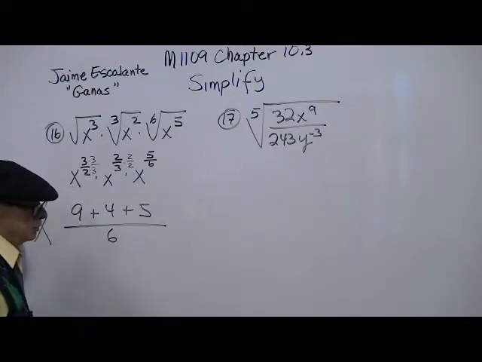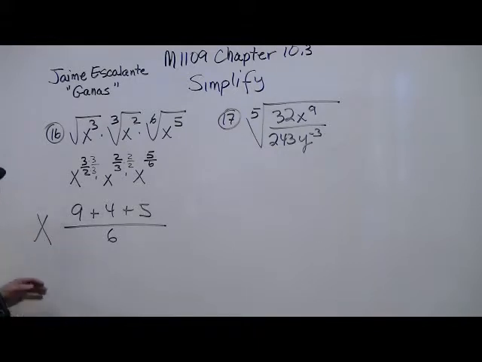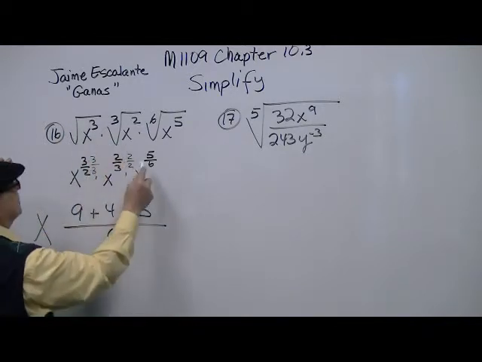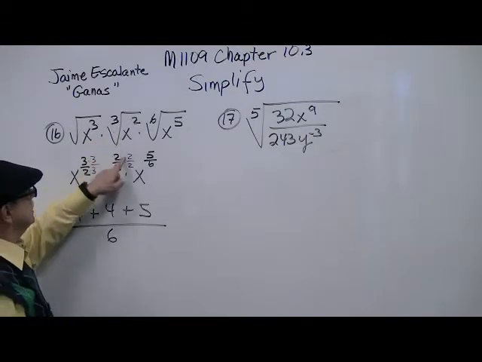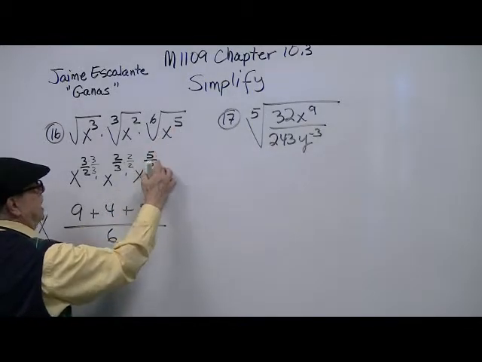Again, these problems are more challenging, but if you build on the things we've had, I think they're manageable. So here we see index number 2, index number 3, index number 6. Going to our fractional exponents, converting this to x to the 3/2, this one x to the 2/3, and this one x to the 5/6.